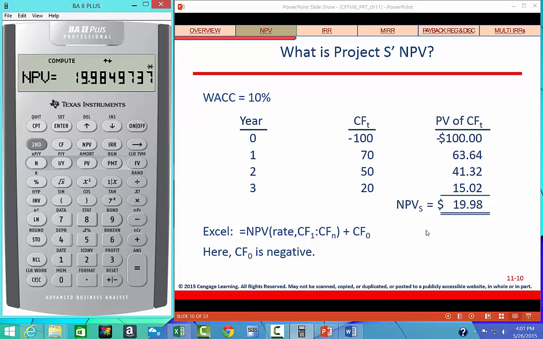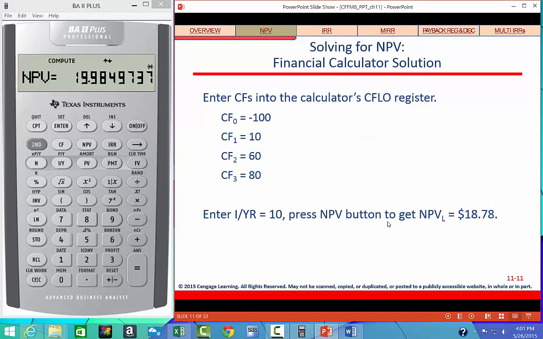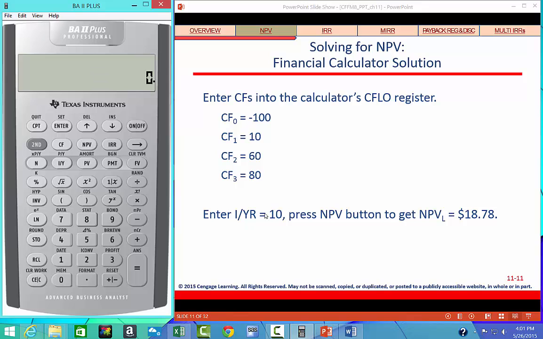And that means, if these were independent projects and I could afford the negative 100 for both of them at time 0, I would accept both projects because they have positive NPVs. And here's where they're showing you the calculator solution if you kind of want a backup. I know I went through it over here. So for Project L, they've got this here.